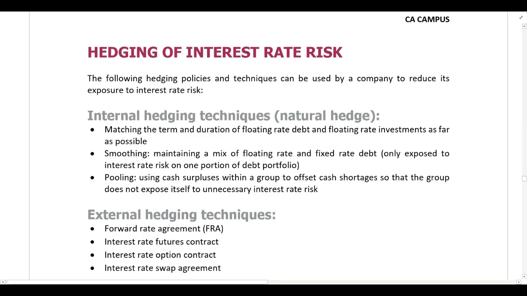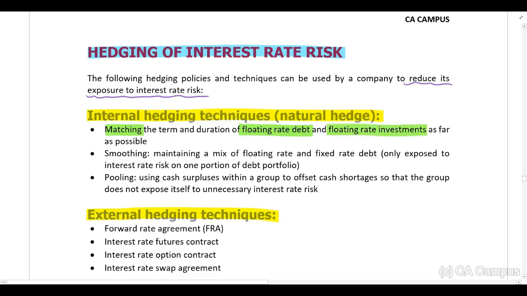We are then going to look at how we hedge interest rate risk. What can a company do to try and reduce their exposure to interest rate risk? Once again, we have internal hedging techniques or natural hedges, and we also have external hedging techniques. Let's first discuss the internal hedging techniques. The first thing companies can do to reduce their exposure to interest rate risk is to match floating rate debt with floating rate investments.